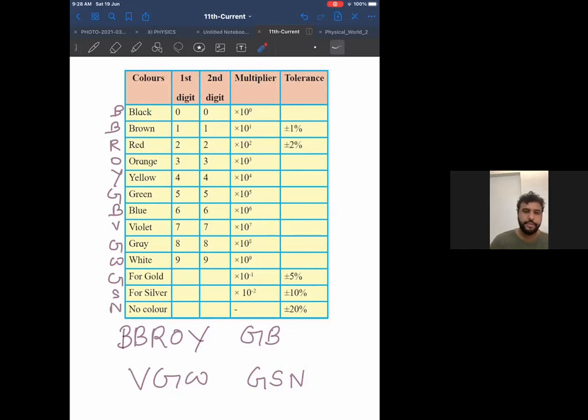Very good, Rudraksh. Others try to finish it quickly. Only the first column, not the whole table. We want only the first column. So it is B. Roy, Great Britain, very good wife, gold and silver necklace. This is what we want. Don't get confused with the colors.